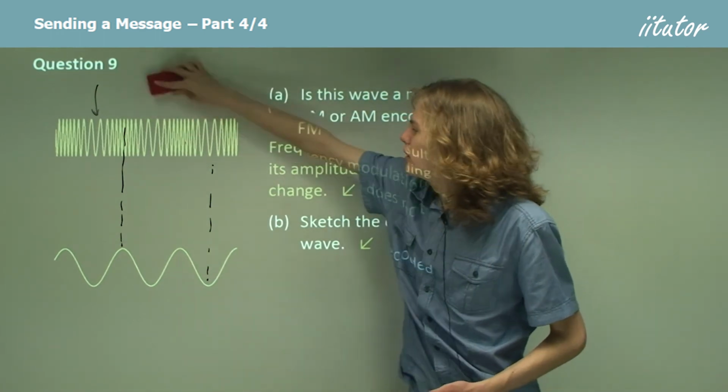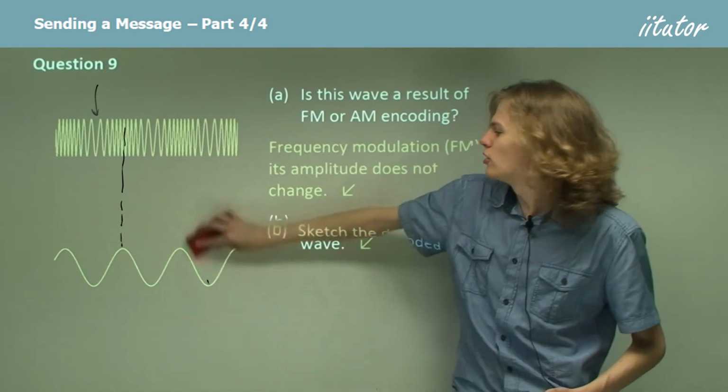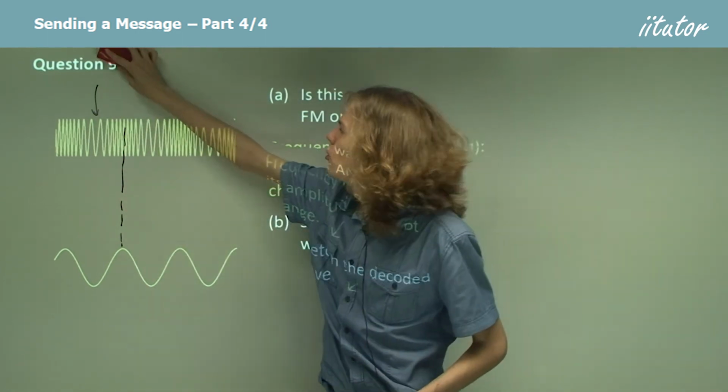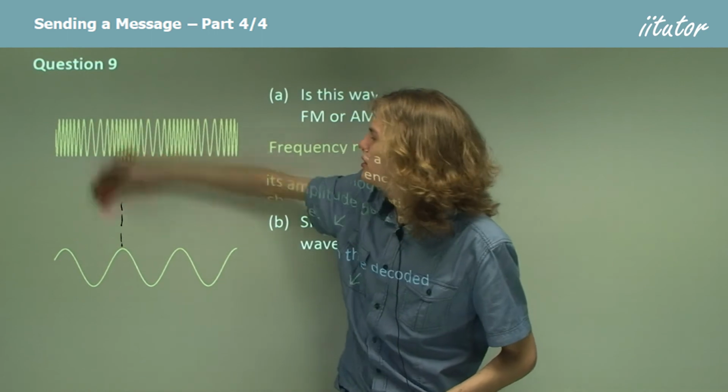So in order to decode an FM radio signal, we need something a little bit more complicated than just a transistor.